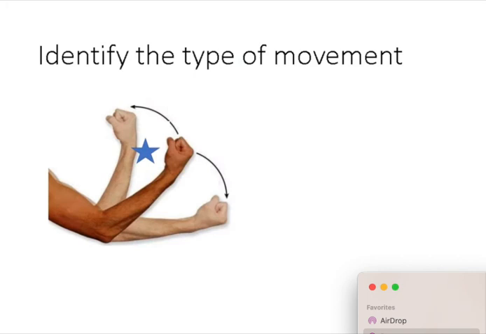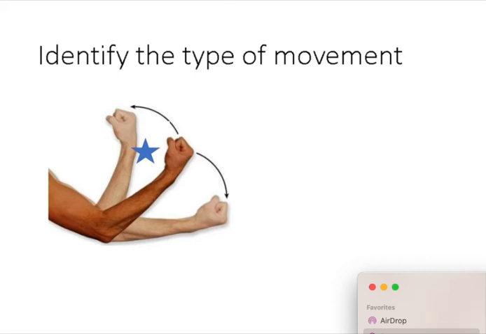Next thing here, okay, types of movement. Okay, so several different types of movements to know here. Rotation, circumduction, abduction, adduction. Okay, so this is kind of the way a question might be shown to you.